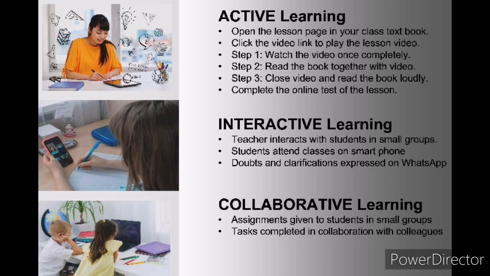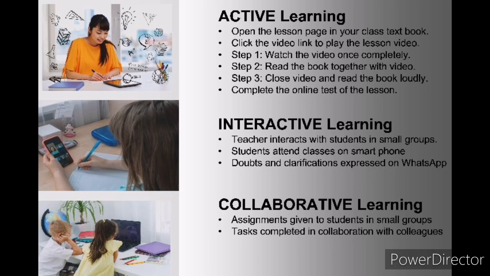When you are dealing with active learning, the steps to be followed are: you should have the class textbooks, open them to the lesson and the page number as mentioned by your teacher. Then click the video link which is sent to you by way of WhatsApp or email, and then follow 3 steps.